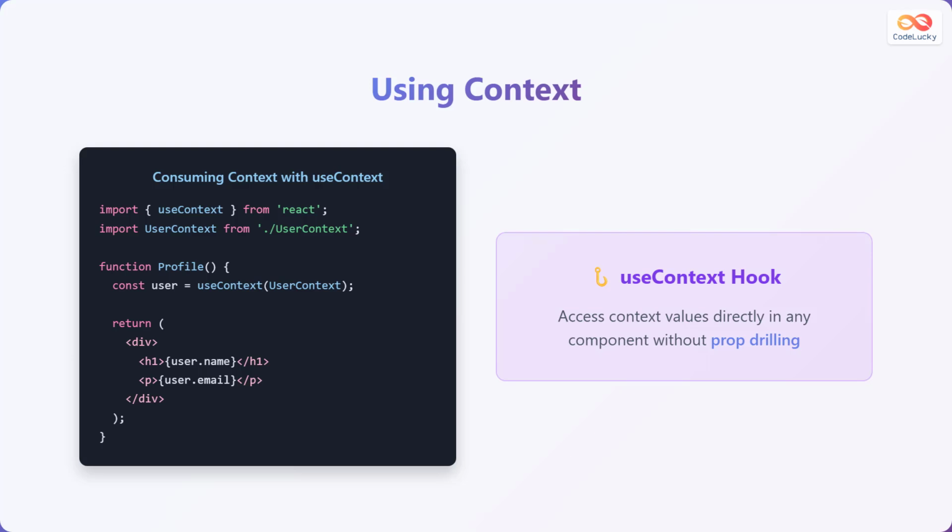To access the data provided by the context, you use the useContext hook. First, import the useContext hook and the context you want to use from the file it is located in. Then call the useContext hook and pass the context you want to use as an argument. The useContext hook returns the value provided by the nearest provider above it in the component tree. This allows you to access context values directly in any component without prop drilling.